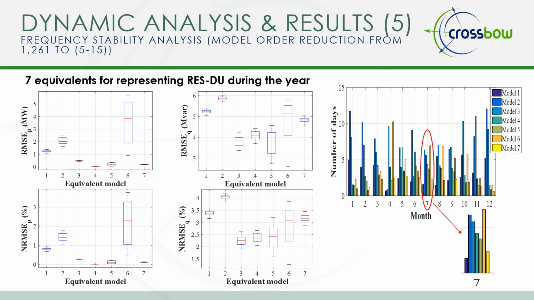In the case of the frequency stability study, 7 equivalent models are required for representing annual REST dispatchable unit dynamic performance. The second and third equivalent models correspond to the largest number of days during the year, each of them accounting for about 25% of the time of the year. These models are the most dominant models in each month, except during the period from April to July, when the fourth and sixth dynamic equivalents have considerable time duration as well.